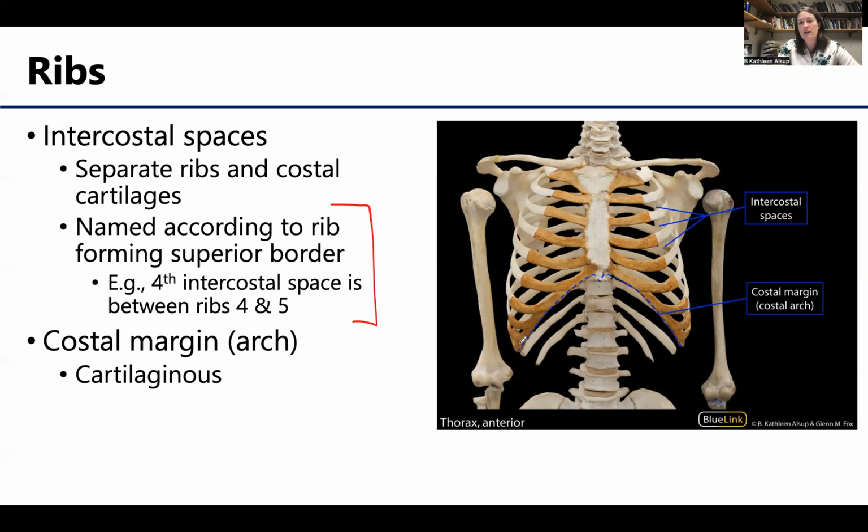And then just to reiterate, you do have this fairly prominent costal margin or arch that is formed by the shared cartilages of those ribs in this general region, these false ribs here. And you can palpate kind of where your costal margin is.